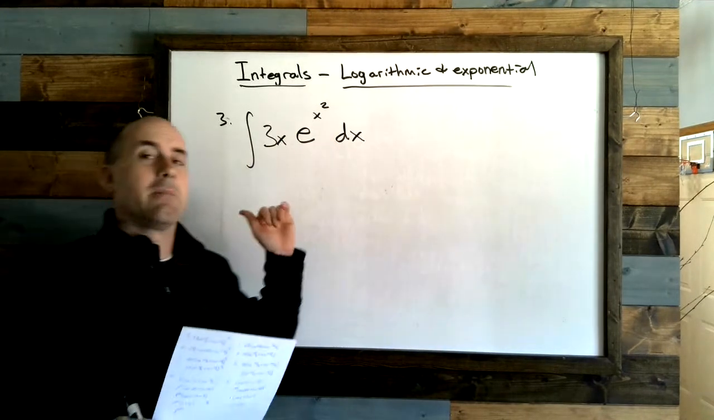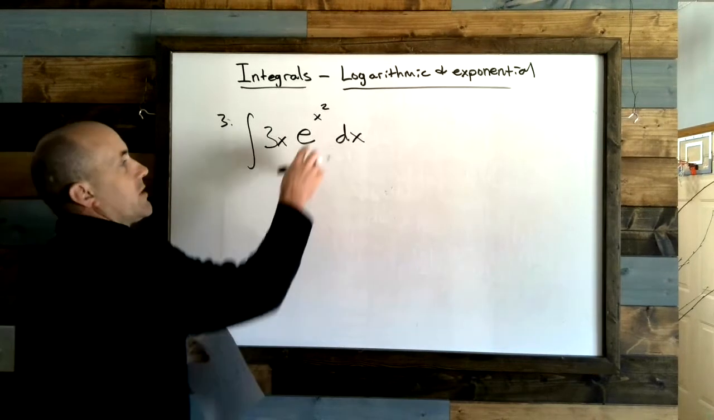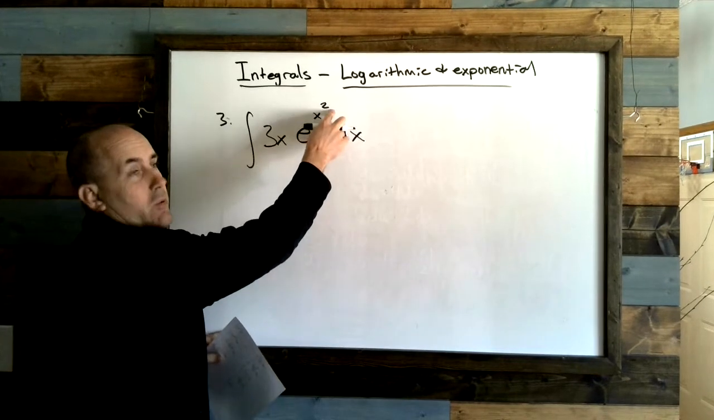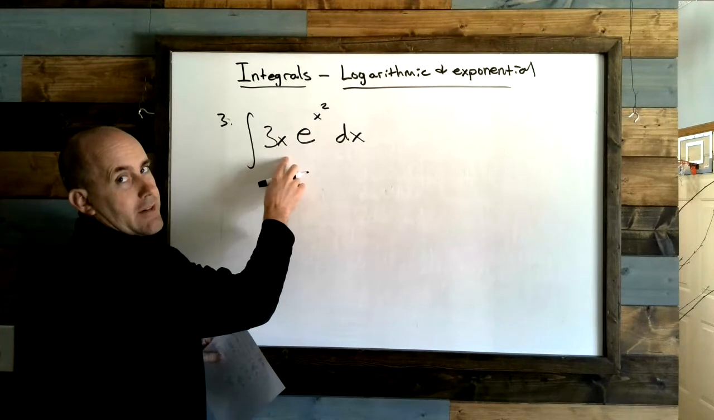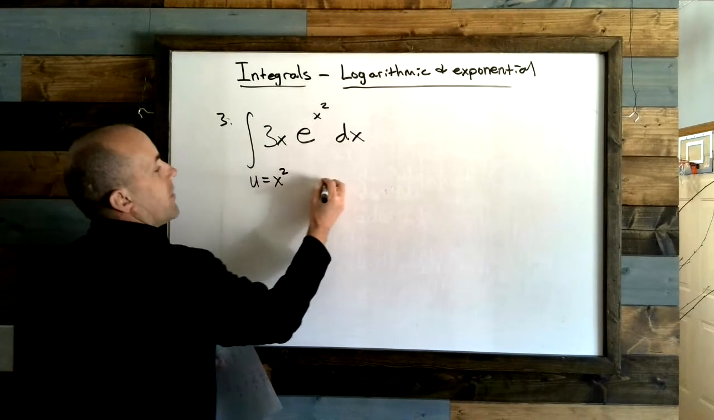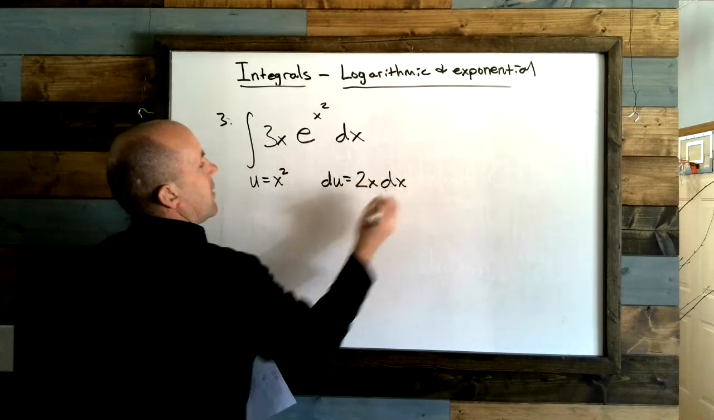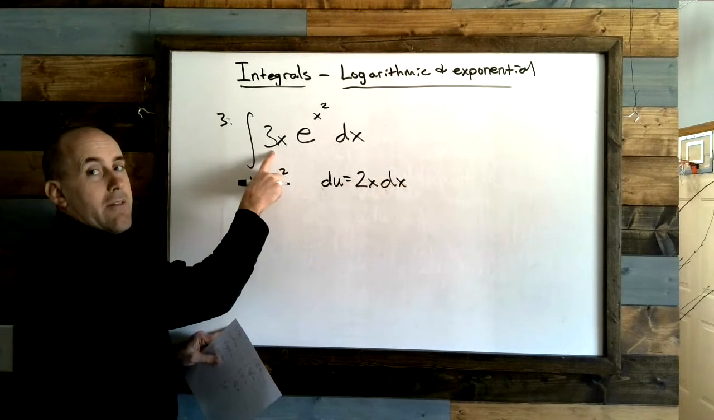Three x times e to the x squared dx. You can see if you take the derivative of x squared, you get 2x, not 3x. But that's going to be our substitution. u is equal to x squared. Therefore, du is equal to 2x dx. I don't have a 2, I have a 3.